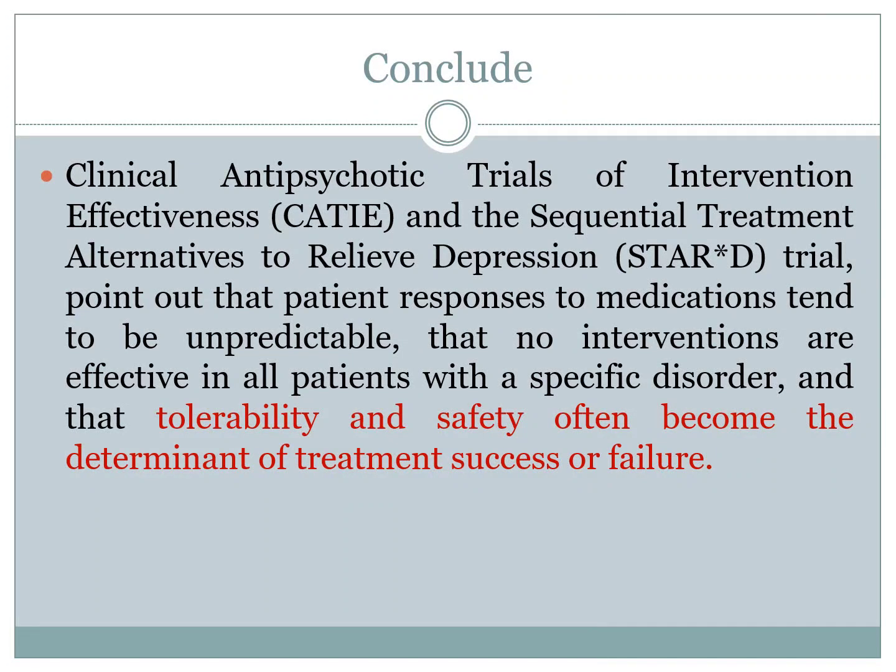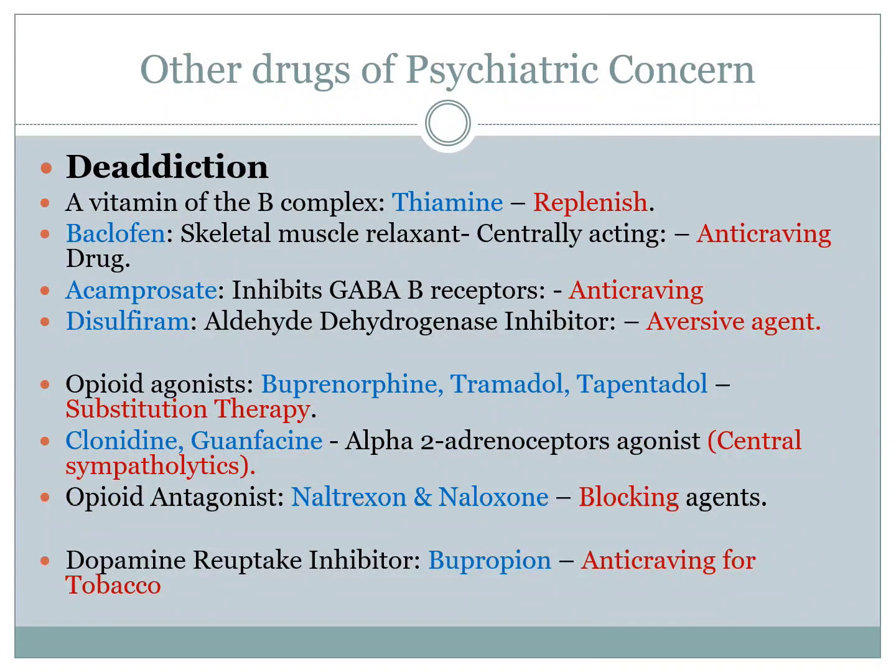antidepressants. The other drugs which are not known as psychotropics or neuroleptics, which are used in psychiatry, are thiamine in case of alcohol dependence to replenish the deficiency, baclofen as an anti-craving drug, acamprosate as an anti-craving drug, disulfiram as an aversive agent for the prevention of alcohol use relapse. Opioid agonists like buprenorphine, tramadol, tapentadol are used as substitution therapy. Clonidine is used as a central sympatholytic. Opioid antagonists are used as blocking agents to prevent relapse. The dopamine reuptake inhibitor bupropion is an antidepressant which is also used as an anti-craving agent for tobacco dependence.